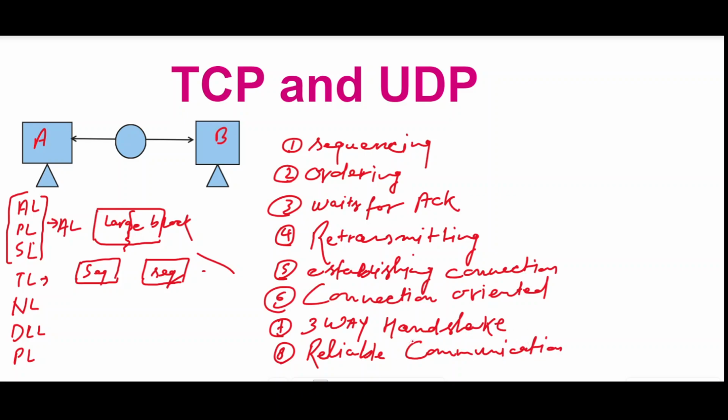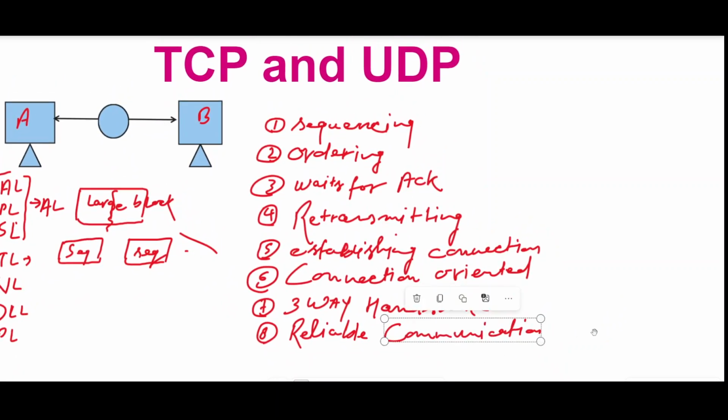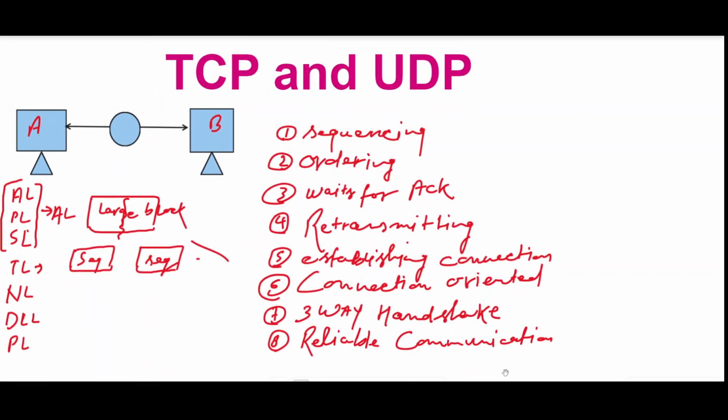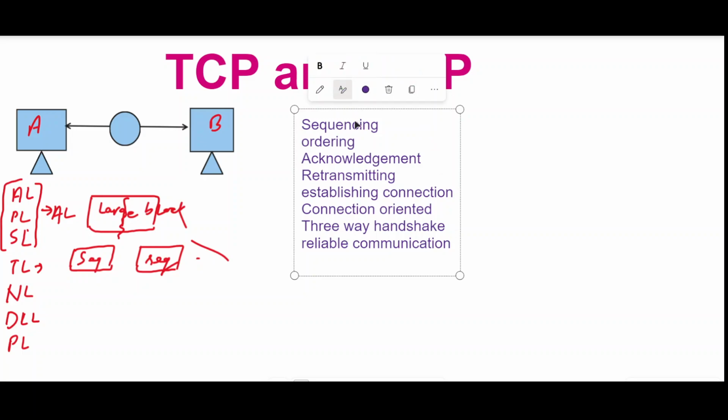Clear? So these are the more features. Here TCP has an established connection, that means connection oriented on the basis of a three-way handshake, so it is a reliable communication. That means both machines have full duplex communication. So we can say that this is one feature, also we will attach full duplex. Clear?